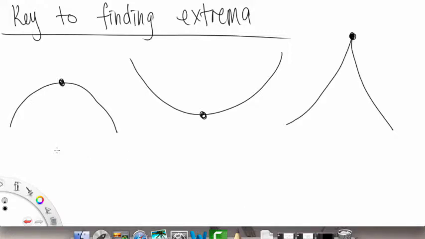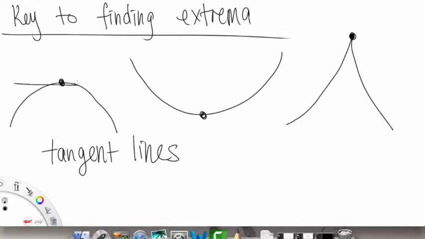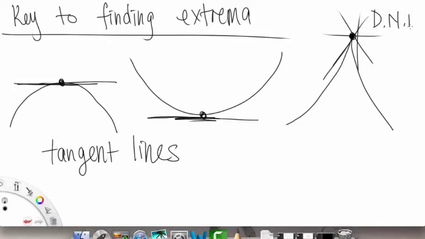So we're actually going to have to look a little bit deeper and look at the tangent lines to the graph at these points. So tangent lines, I'll say lines. Okay, so let's draw one on the first one. So there's one, here's the one at this point. And then this one, it just doesn't exist, right? Because it's not differentiable. So this one, the tangent line does not exist because there isn't a unique one.